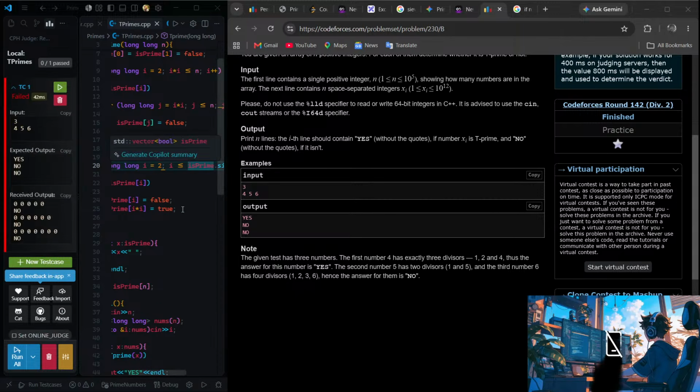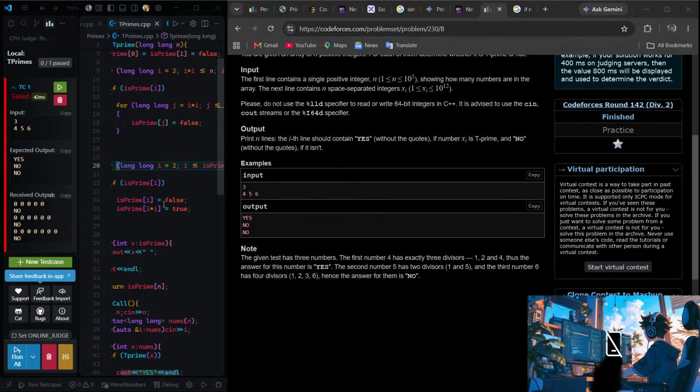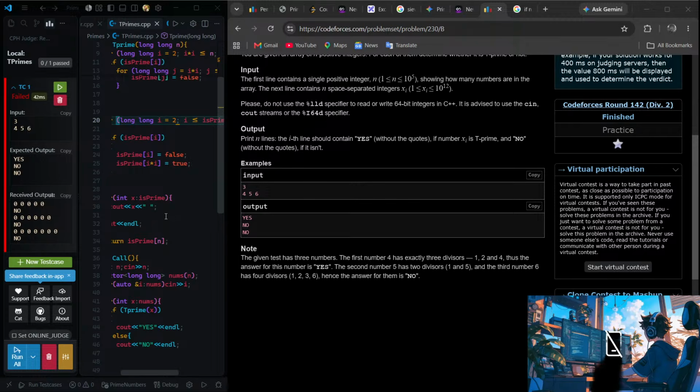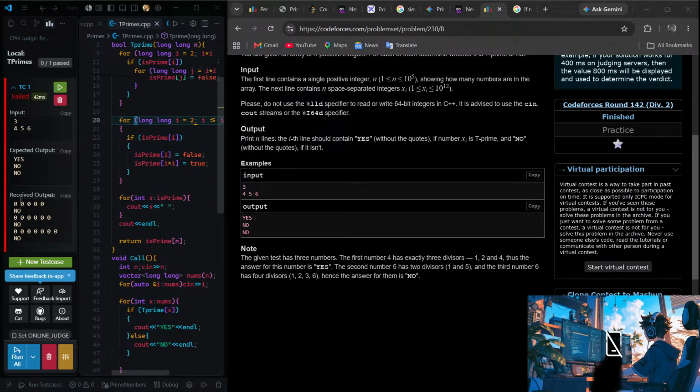Everything will be 0. Why? For 2, if I see that 2 is prime, I will mark this as not a T-prime, and isPrime[i into i] is equal to true. I will mark this as true, that this is a prime, so basically a T-prime. So I got 0, 0, 0 everywhere.